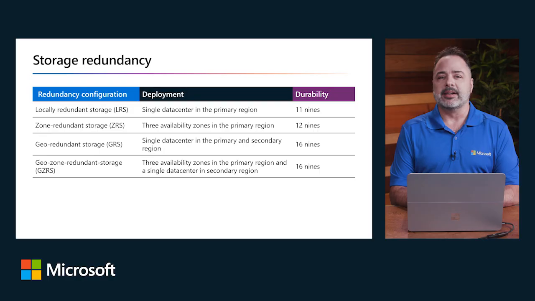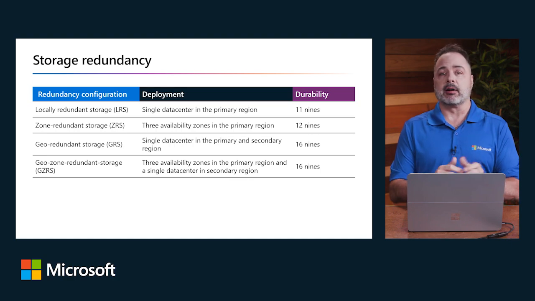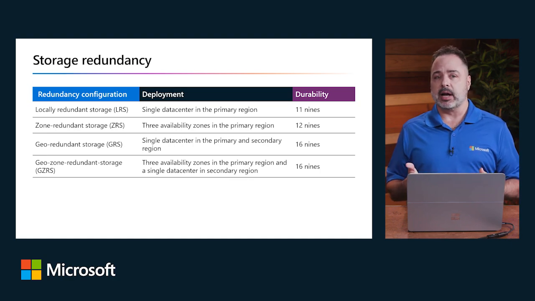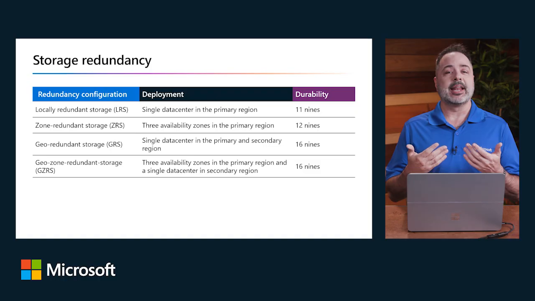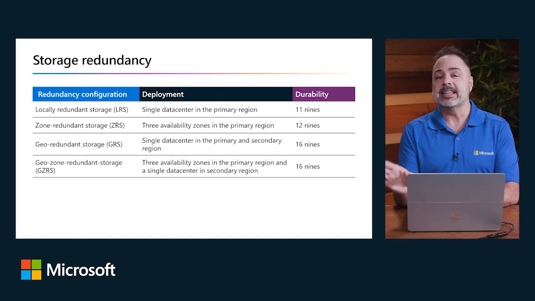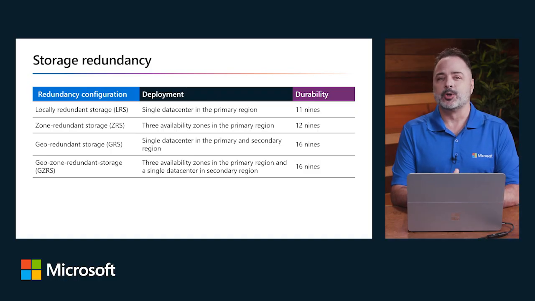Any of the geo-redundant options can also be configured as read accessible, which will provide the same level of protection as GRS or GZRS, but also allows read access to the data in the secondary region, ensuring that your synchronized data will remain available even if the primary region becomes unavailable.